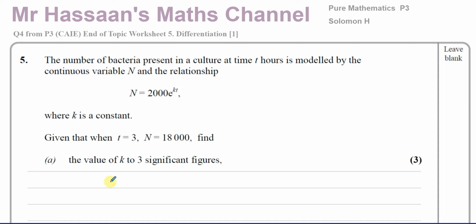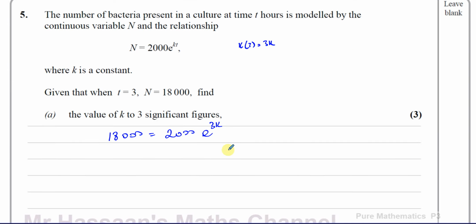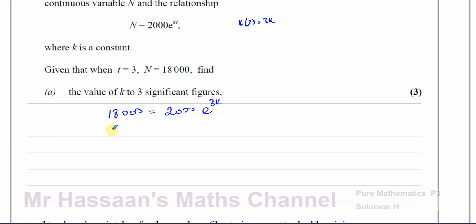So we take n and replace it by 18,000, and we get 2000 times e to the power of k times 3. So k times 3 is going to be 3k. That's when t equals 3. We have to solve this equation, so we can divide both sides by 2000. 18,000 over 2000, they cancel out, and you're left with 9 equals e to the power of 3k.